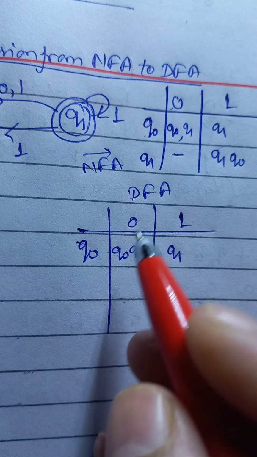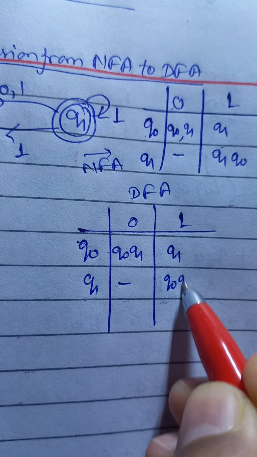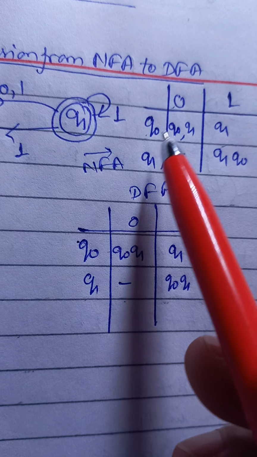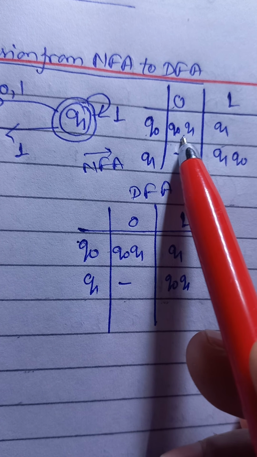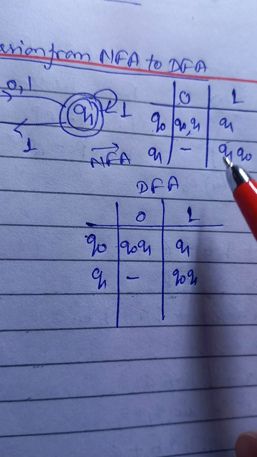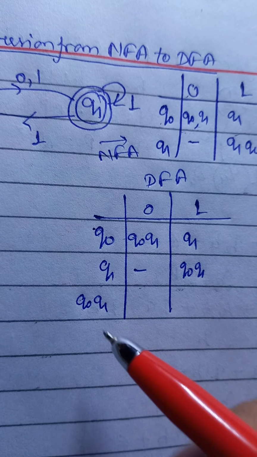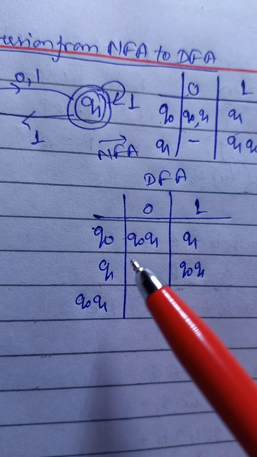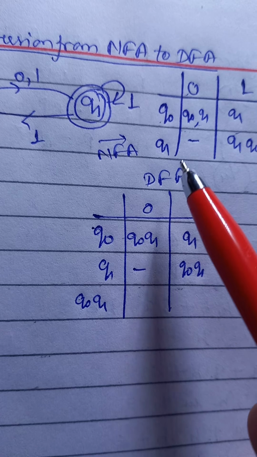Q0 Q1 will remain the same, but here we have a new state. What is the new state? That is Q0 Q1, because we have this transition. So now we will see what the transition is for Q0 Q1, and whether we are getting some new states from this state or not.